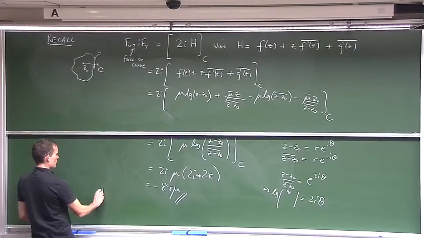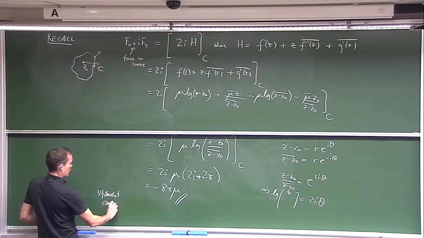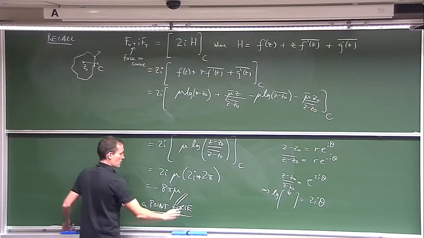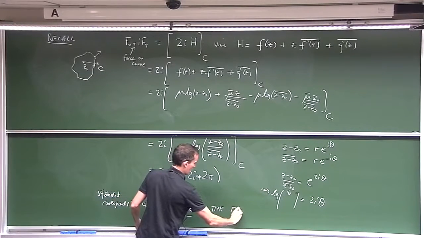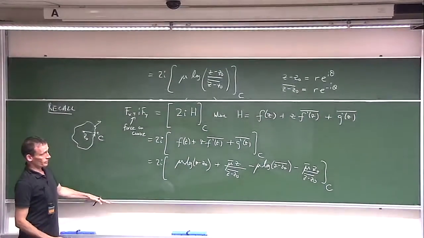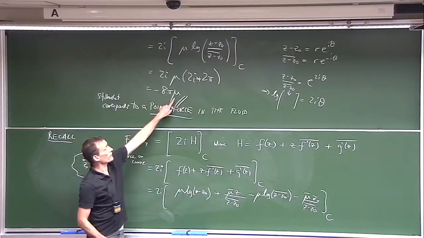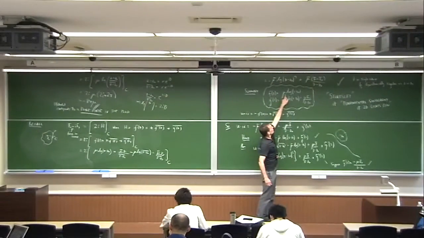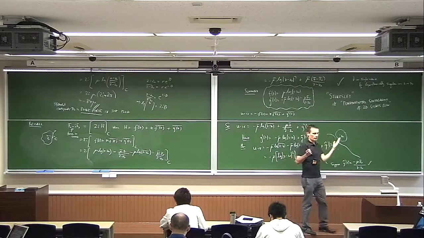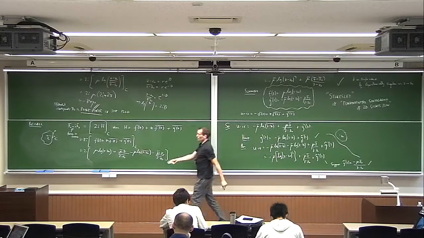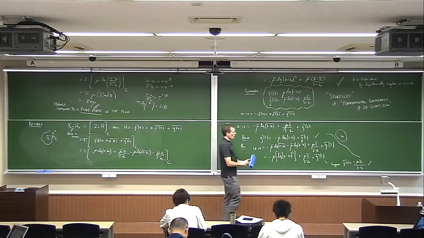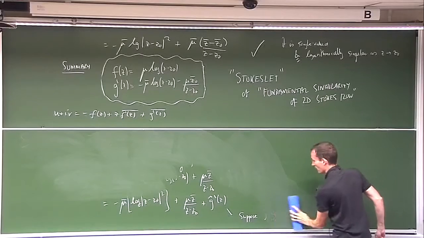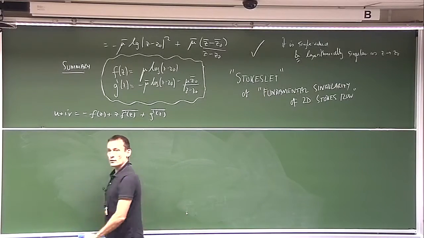So a Stokeslet corresponds to a point force on this fluid with this strength, so it's proportional to the strength of the logarithmic singularity. Okay, so whatever the strength of the logarithm of f is, basically you multiply that by 8 pi, and you get the minus 8 pi, and you get the force on the fluid. Questions?